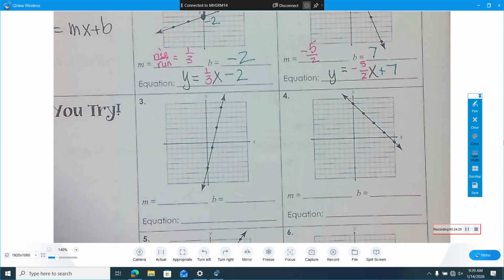You have to have the y equals part for your equation. Some of you went ahead and just wrote y equals on all those equation lines. Very good.